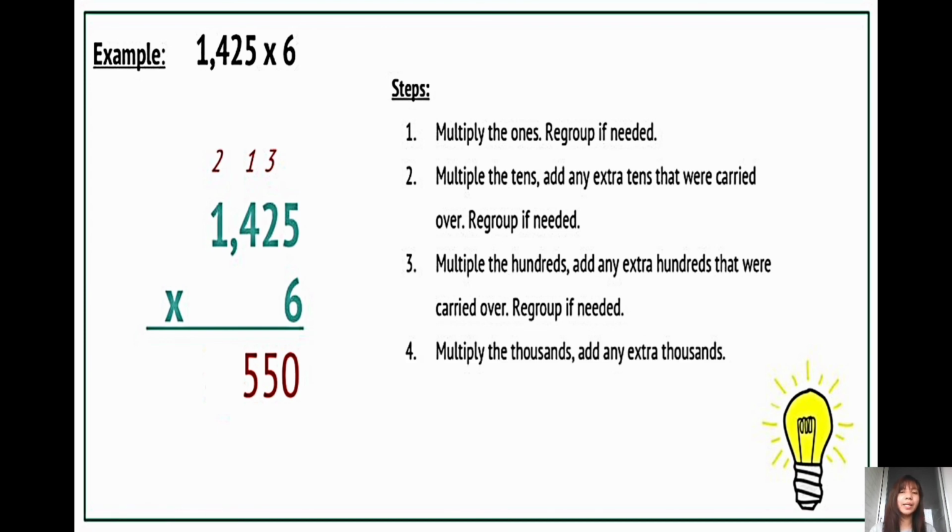Next, multiply the thousands place value, which is 1, and add any extra thousands if necessary. So we have 2 here. So 1 times 6 is 6, plus 2 is 8. So now our answer is 8,550. Okay, so this is how you multiply if we have no zeros in any of these numbers.